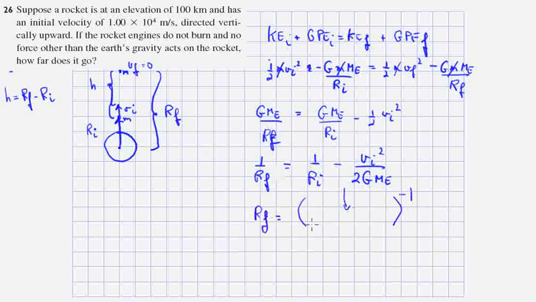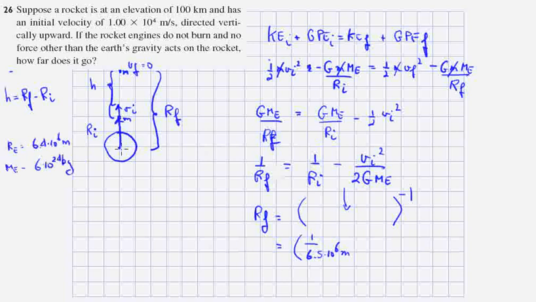So if we plug the numbers in, we get 1 over 6.5 times 10 to the 6th meters. Okay, let me explain this. Let me write two values in here that we're going to be using. R sub e, the radius of the Earth, I'm going to assume 6.4 times 10 to the 6th meters. And the mass of the Earth, I'm going to assume 6 times 10 to the 24th kilograms.